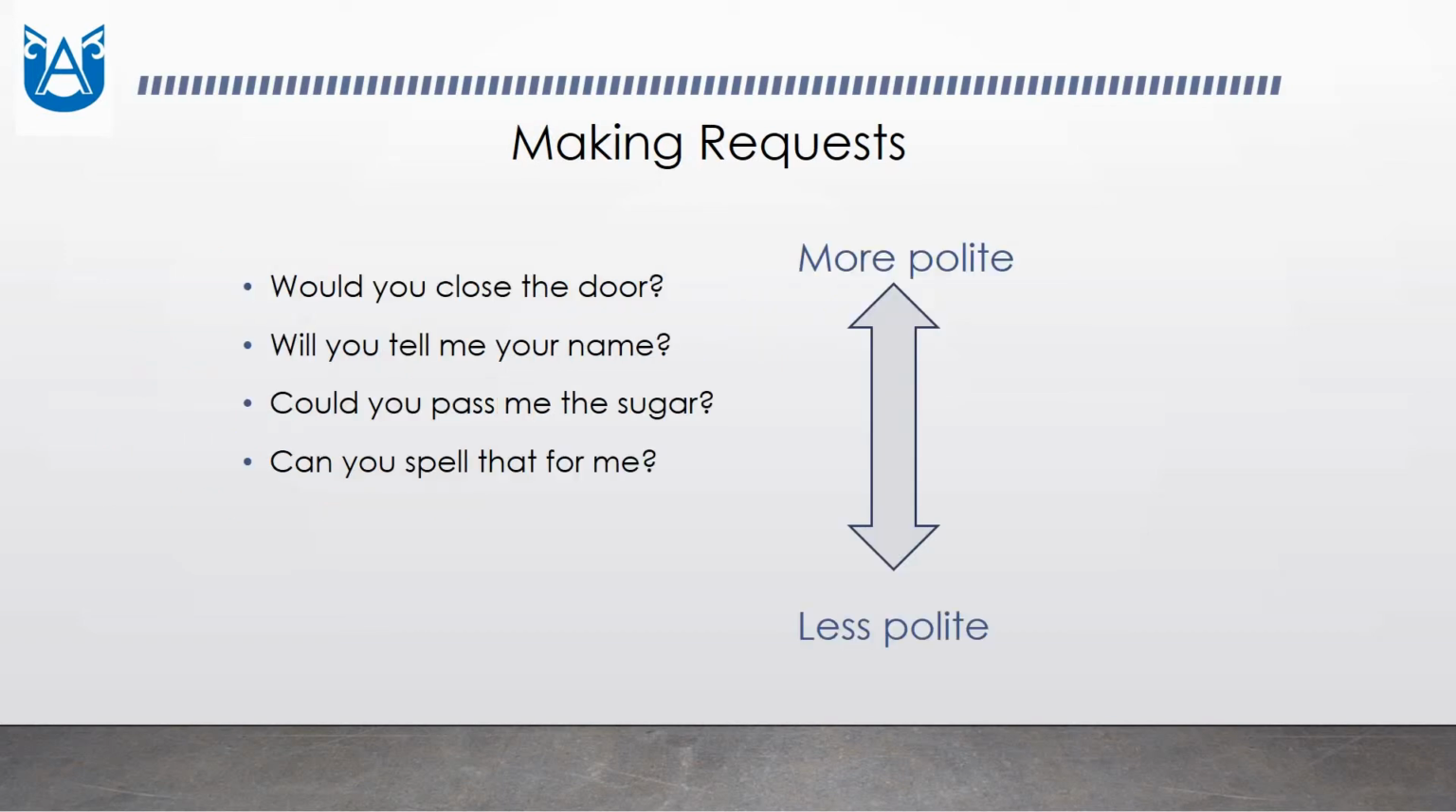Here are some other examples. Would you close the door? Will you tell me your name? Could you pass me the sugar? Can you spell that for me? In these examples, the verbs are in the simple form: close, tell, pass, and spell. Note that the verbs do not end with s, ed, or ing. Then we need the object that gets the action of the verb and the question mark.